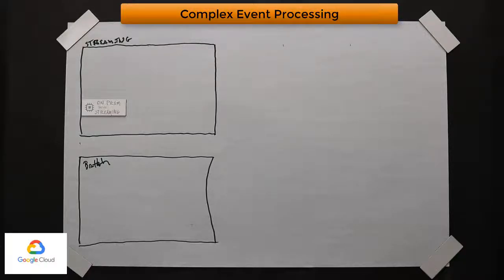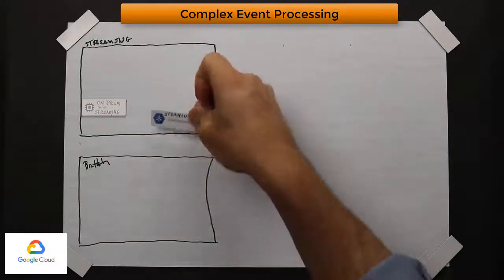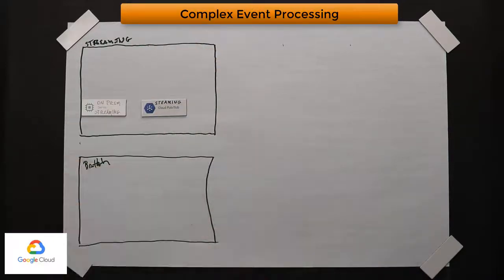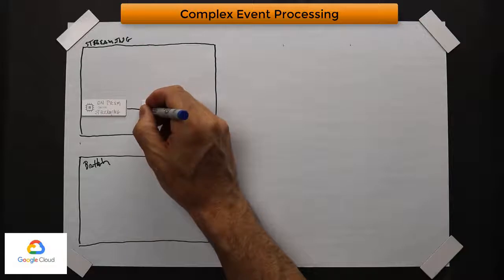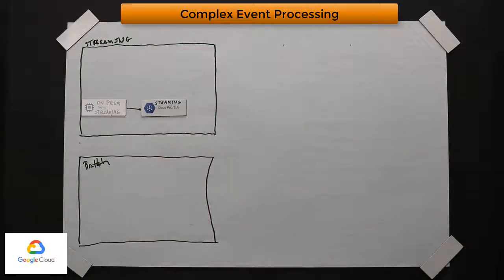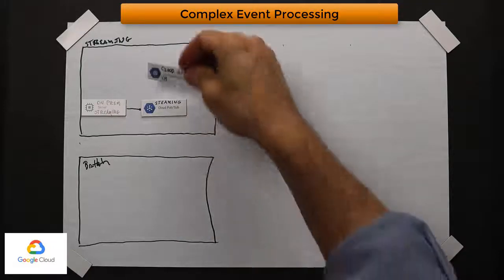So the next thing we're going to see here is those streaming events going into Cloud Pub/Sub. This is a critical element within the Google Cloud Platform. And in this configuration and the way it's going to be used in this complex event processing, it is for handling streaming data, but we're also going to use Cloud Pub/Sub later on as we get to the analytics layer, so stay tuned.